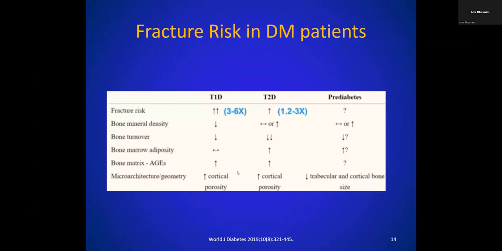They also looked at the bone marrow adiposity, and they found that patients with insulin resistance, they're having a high bone marrow adiposity. They looked at the AGEs, the bone matrix, and they found that in type 1 and type 2, the AGEs were high. Looking at the porosity and what we call the microarchitecture of the bone, they found the cortical porosity increased in type 1 and type 2, while in pre-diabetes there was decrease in trabecular and the cortical bone size.